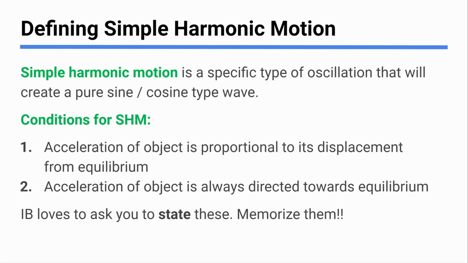It's pretty specific, but here's the deal. You will do simple harmonic motion if you're an object whose acceleration is proportional to displacement from equilibrium. In other words, the further away you get from the middle point, the bigger your acceleration is. And also, your acceleration should be directed towards equilibrium. So they're both about acceleration. If you prefer, that means it's always opposite to the direction of your displacement, and we'll look at it that way in a second.